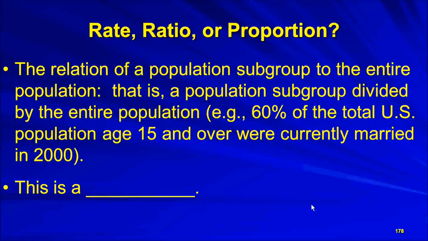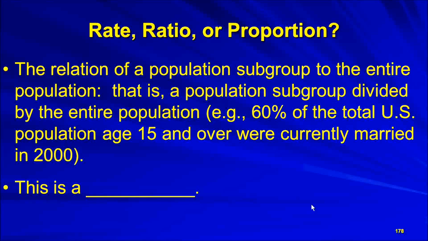The relation of a population subgroup to the entire population. That is, a population subgroup divided by the entire population. For example, 60% of the total U.S. population age 15 and over were currently married in 2000. Okay? Now what is this and why? Okay, first off, we've got some indicators when we read it. It says 60% of the total U.S. population age 15 and over were currently married in 2000.